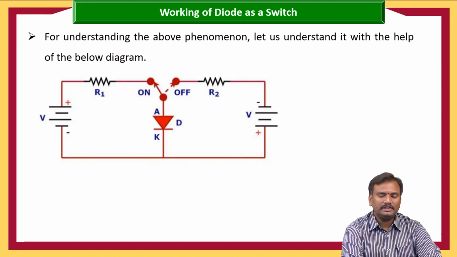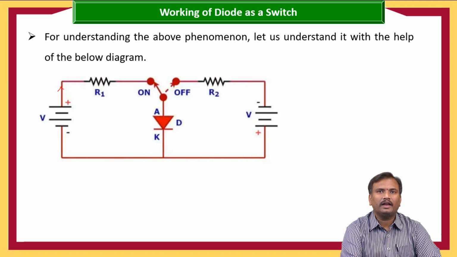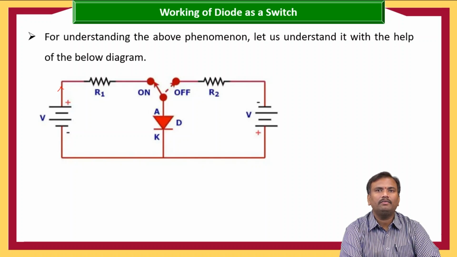the current will start because the anode is connected to positive and the cathode is connected to negative. So the conduction of electrons will take place from anode to cathode. So the diode acts as a short circuit. The current will flow from voltage through R1, anode, cathode and voltage negative. This is during the forward bias condition.